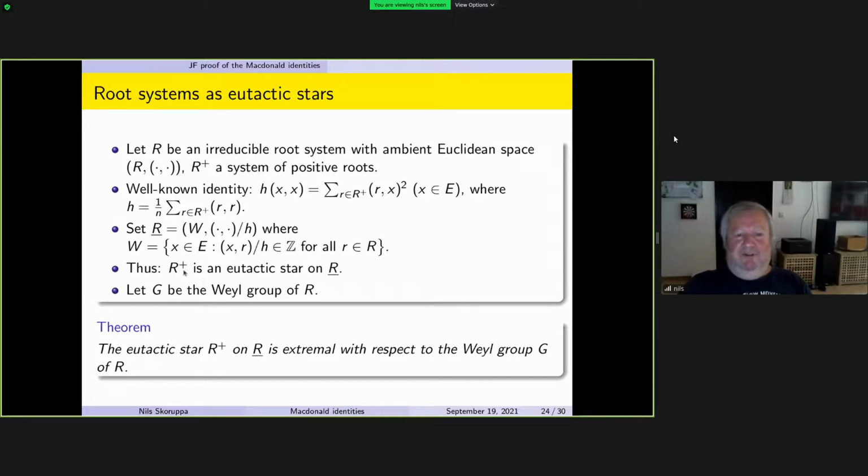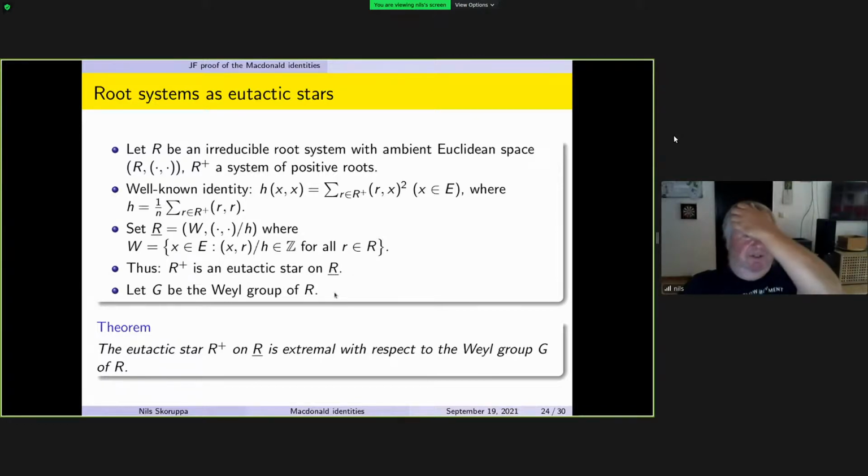And so this R+ that we have here is a eutactic star on this lattice R that I put here. So we have a root system. We can look at this lattice that we have here, sometimes called the co-root lattice. We rescale the scalar product by this number h, so that this identity becomes an identity saying that the positive roots form a eutactic star on this co-root lattice R bar.